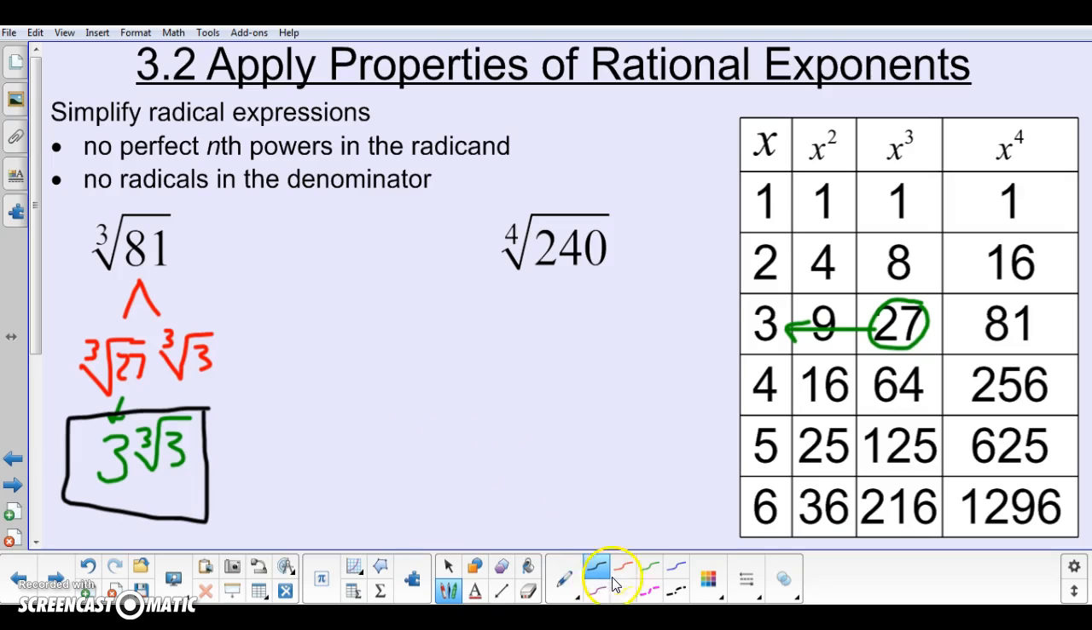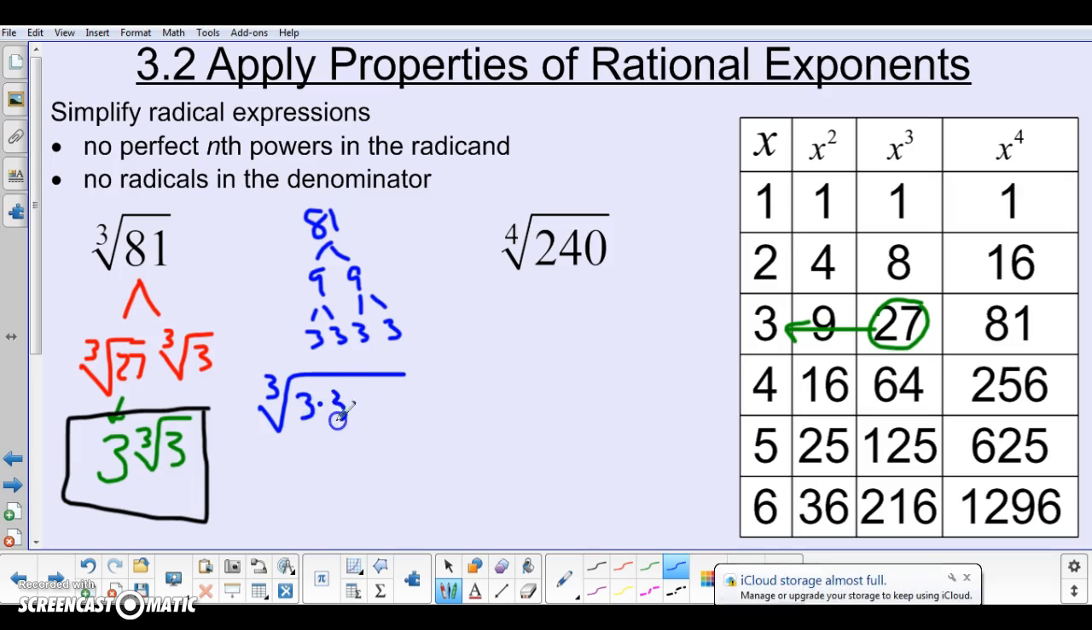Another way to do this that might be easier for some of you is to take this 81 and use a factor tree just to find all of its factors. So 81 I know is 9 times 9, and 9 is 3 times 3, and this 9 is also 3 times 3. And then I could rewrite this expression as the cube root of those 4 3's multiplied together. 3 times 3 times 3 times 3.